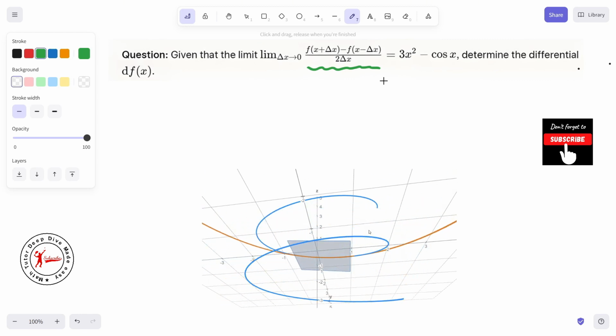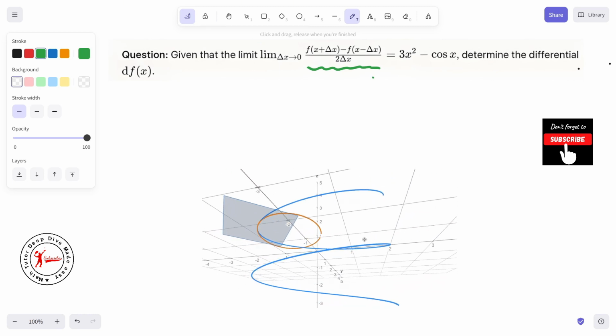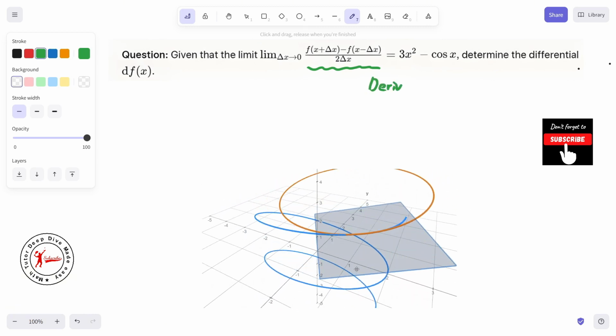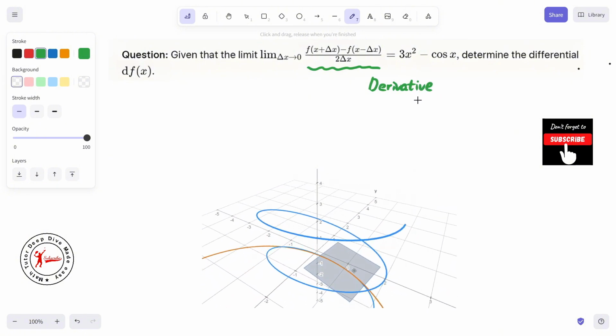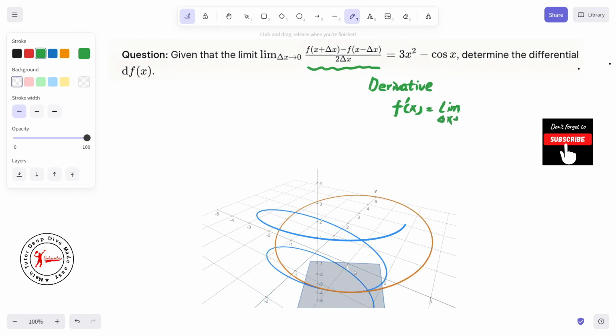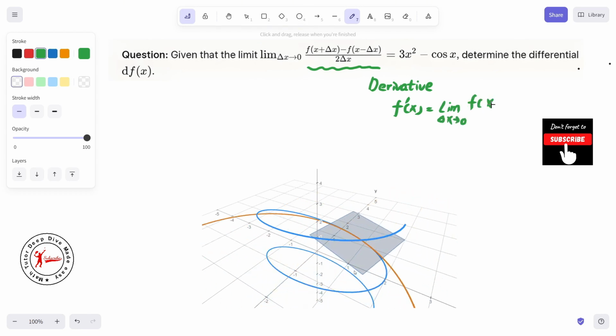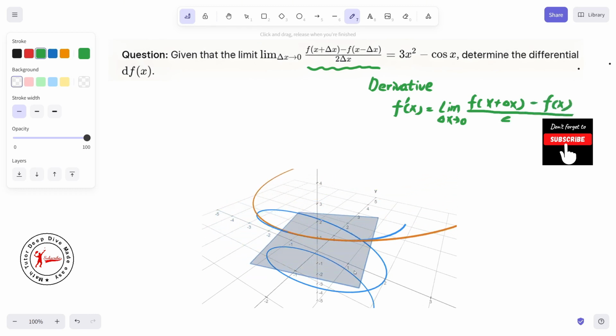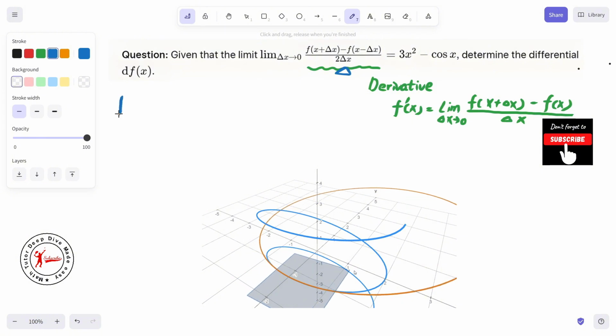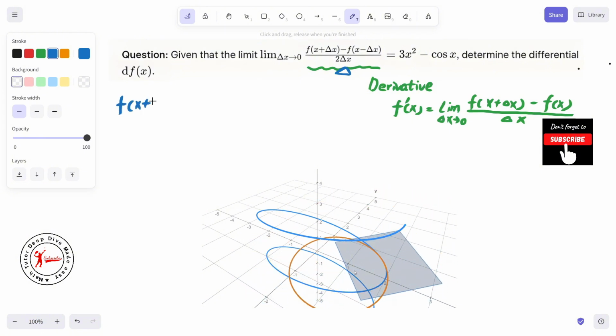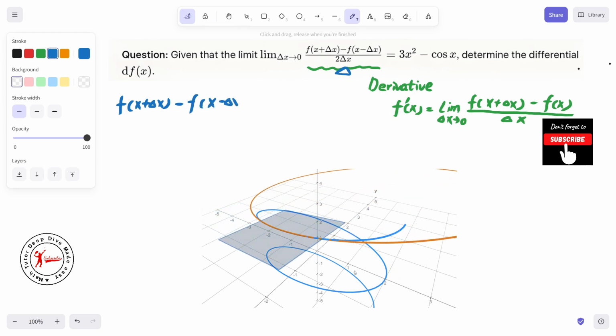Step 2. Connect the limit to the derivative. Usually, the derivative of a function f at x is defined as the limit, as delta x approaches 0, of f of x plus delta x minus f of x, all divided by delta x. But here, we have f of x plus delta x minus f of x minus delta x, divided by 2 delta x. The numerator involves points symmetrically around x, at x plus delta x and x minus delta x, and the denominator has a factor of 2. This looks like a symmetric difference quotient, which is a common way to approximate a derivative. Let's see if we can rewrite it to confirm this.